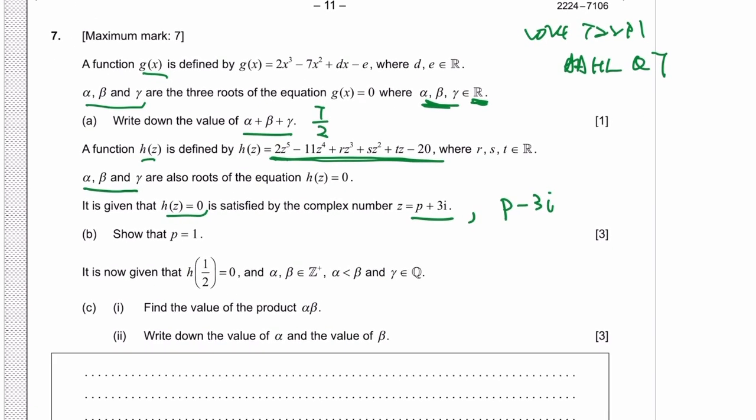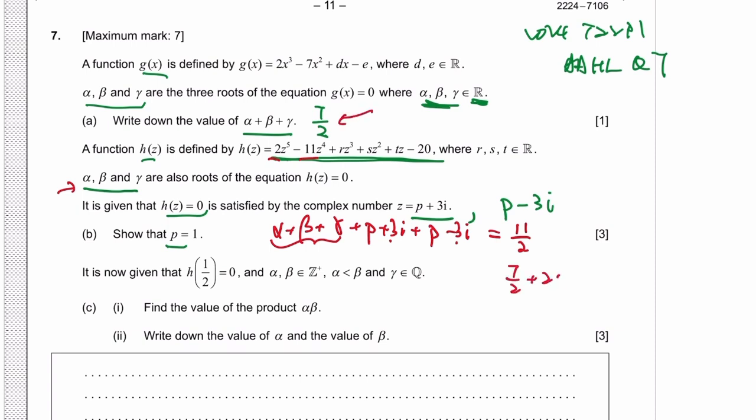The question is find p. So we can probably do the sum of roots for this power 5 polynomial. So it is alpha plus beta plus gamma plus p plus 3i plus p minus 3i. The sum of roots is negative b over a, so it's 11 over 2. This is good because if you add, the minus 3i and the plus 3i cancel out. We also know alpha plus beta plus gamma from before is 7 over 2. So 7 over 2 plus 2p is 11 over 2. Then we should have p being 1.